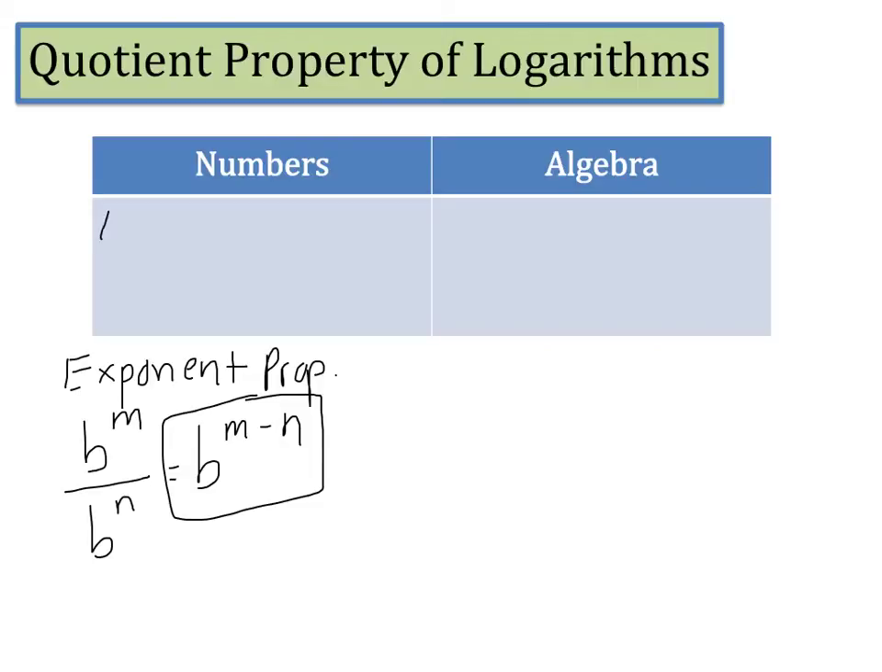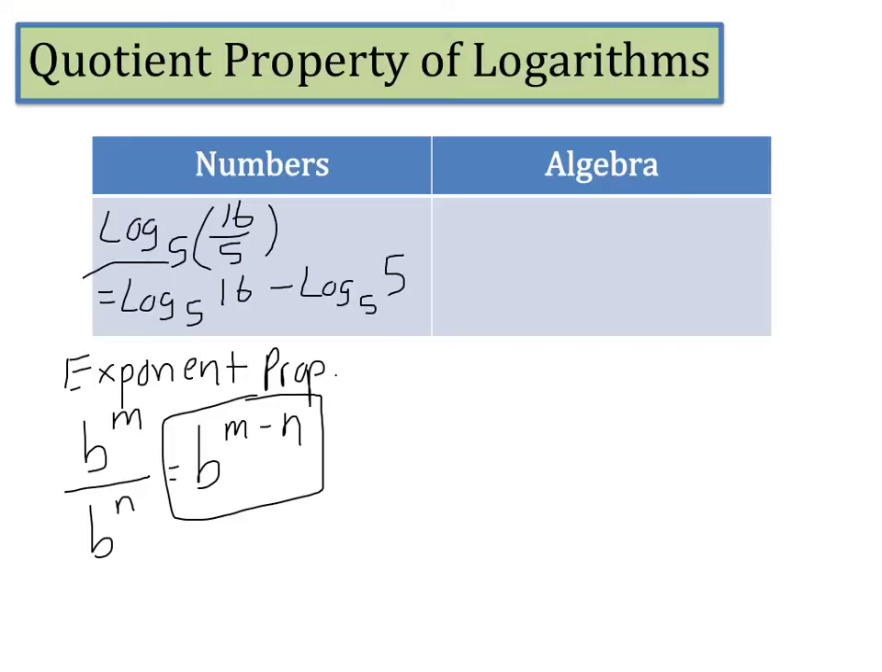For example, let's say we had log base 5 of 16 divided by 5. What would happen here is this would break down to equal log base 5 of 16 minus log base 5 of 5. And that's how we use the quotient property to simplify certain quotients. Now, I know that log base 5 of 5 is 1, but for now, this is the first step that I want us to get accustomed to.